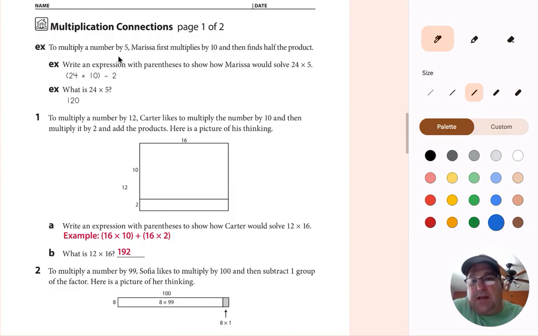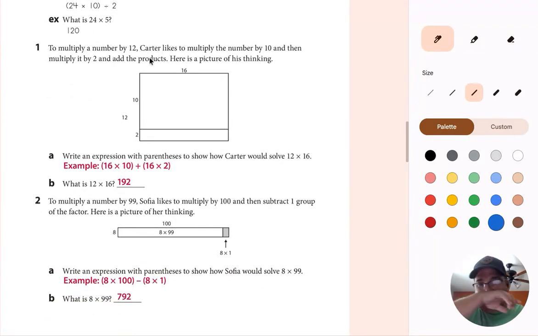Example up top. To multiply by 5, Marissa multiplies by 10 and cuts it in half. Again, they're just kind of using these strategies. Number 1, to multiply by 12, Carter likes to multiply by 10 and then by 2. So what he's doing is breaking this 12 down into 10 and 2. And then here's kind of what he's thinking. So in this big part, we're going to have 16 times 10 and 16 times 2. So breaking that 12 into 10 and 2, because that's a lot easier to do, right?